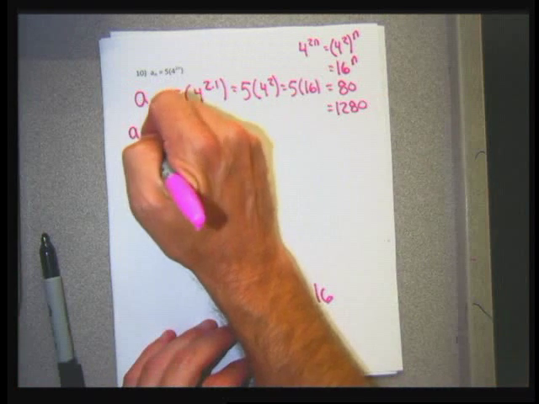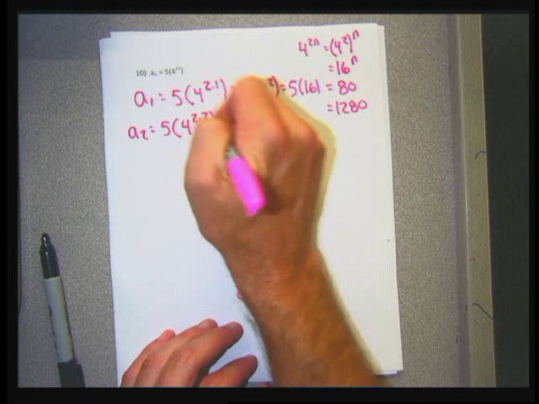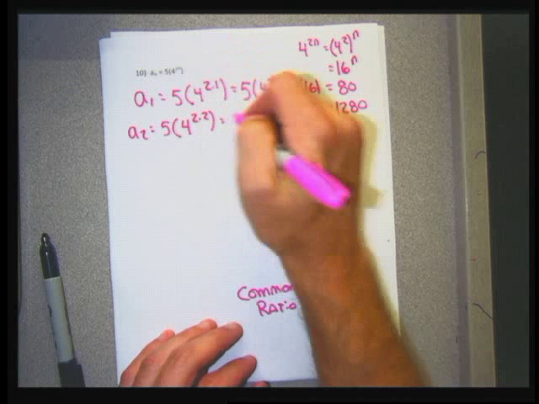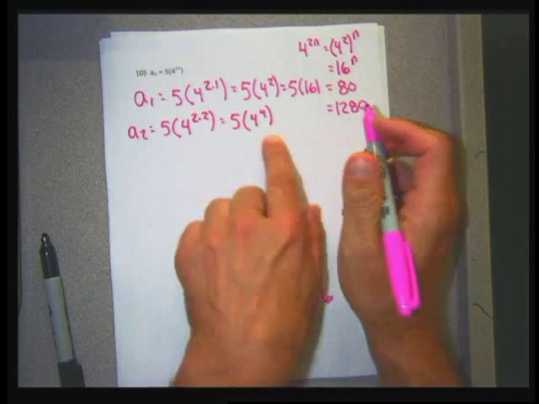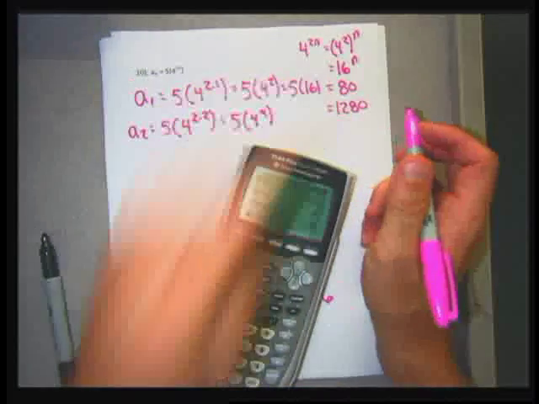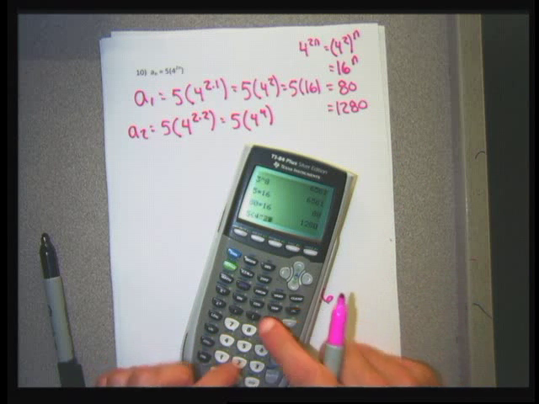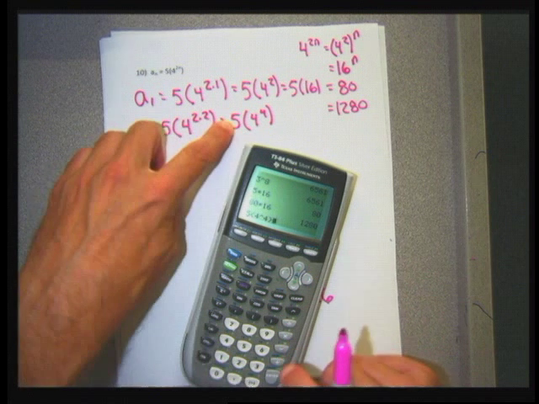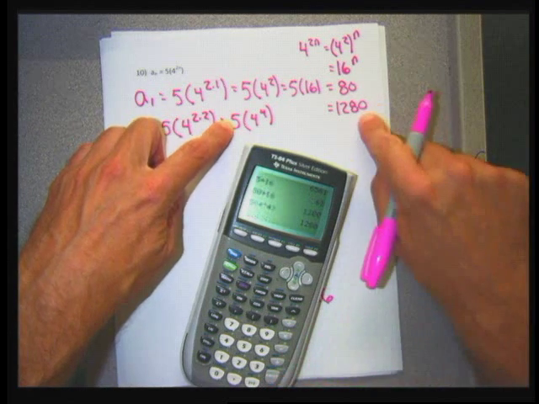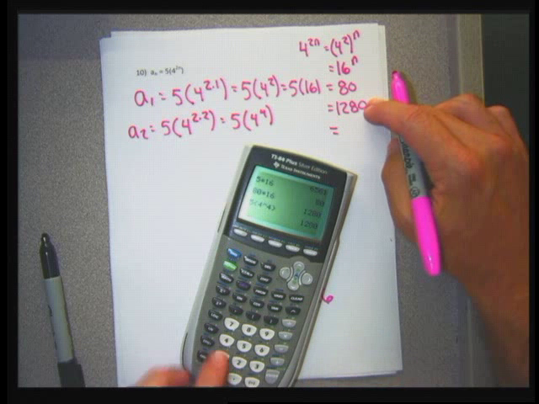By doing a sub 2, it's going to equal 5 times 4 to the 2 times 2 power, plugging 2 in for that n. That's going to be 5 times 4 to the 4th power. And I'm going to do this all in one computation. So I'm going to go 5 parentheses 4 up arrow 4th power, close my parentheses, so that's entered properly. When I hit enter, it comes out to 1280. The next term should be 1280 times 16.